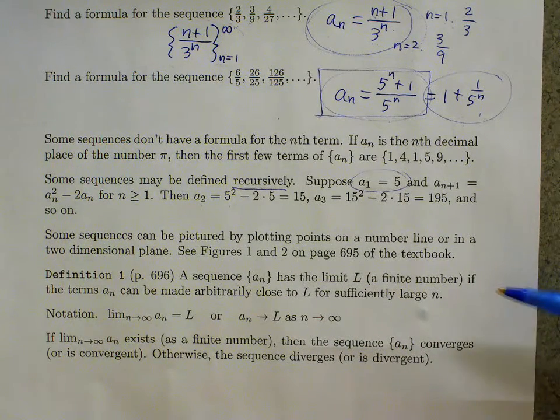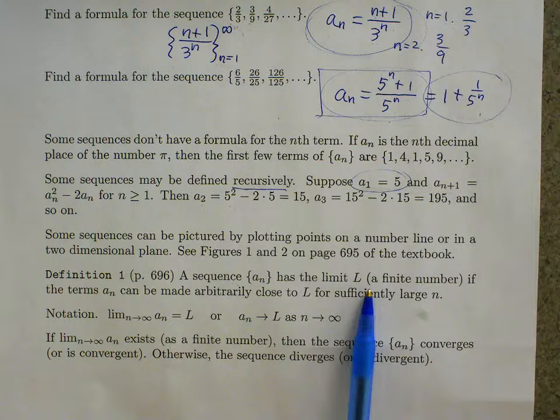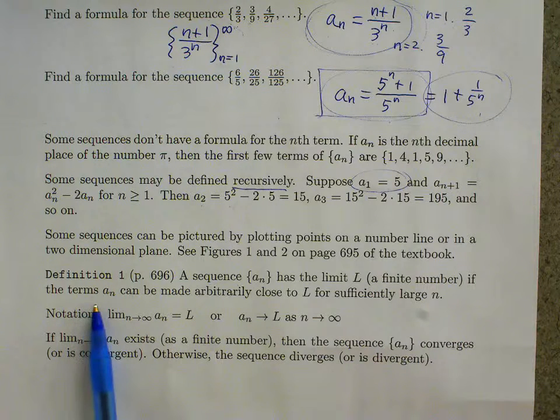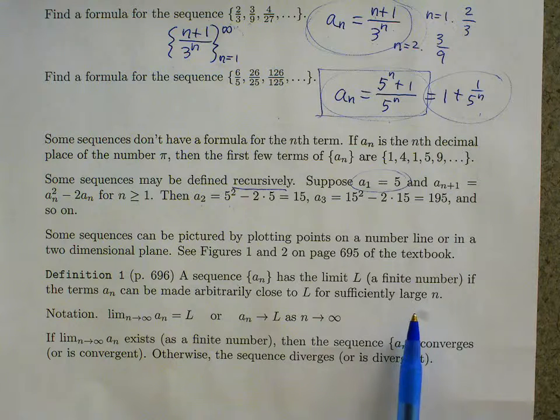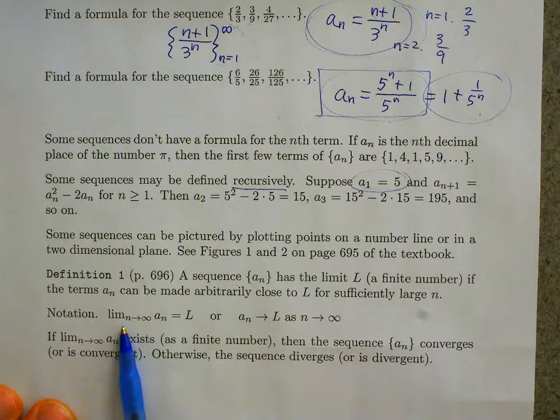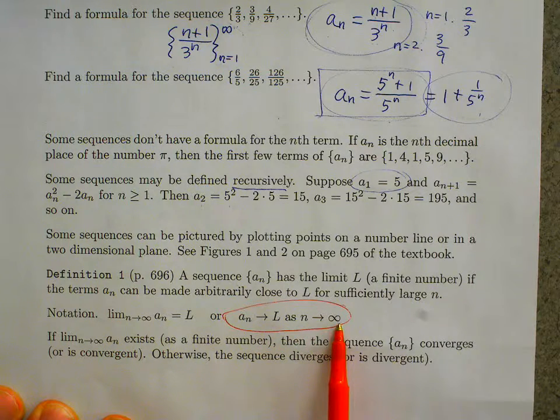Okay, here's our first definition regarding sequences. A sequence a sub n has the limit capital L, which represents a finite number, if the terms a sub n can be made arbitrarily close to L for sufficiently large n. Notation for that: if the limit of a sub n as n approaches infinity equals L, then we just write it this way. You'll also see it this way: a sub n approaches L as n approaches infinity.